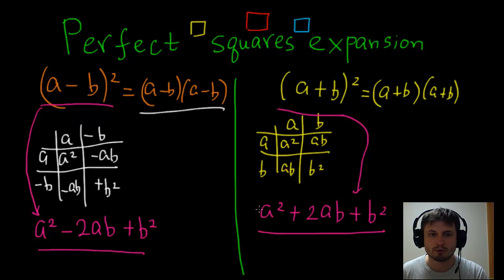So when you look at it, really the only difference is that this here has a minus and this here has a plus. And that's really the only difference between these perfect square expansions. Okay, so try to remember what these are, and we'll do a lot of practice in class just to help you remember.